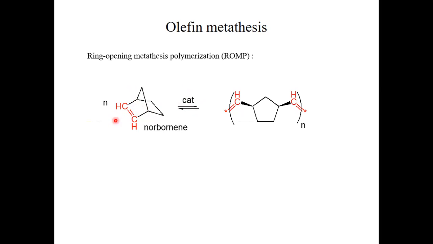cleaving the carbon-carbon double bond here, and again connect the fragments in a different way. So here you see that no ethylene as a byproduct is produced. In this case, the chemical reaction is shifted to the right side because the reverse reaction is unlikely because it would form a strained ring. So the driving force for this reaction, in this case, is the release of the ring strain.